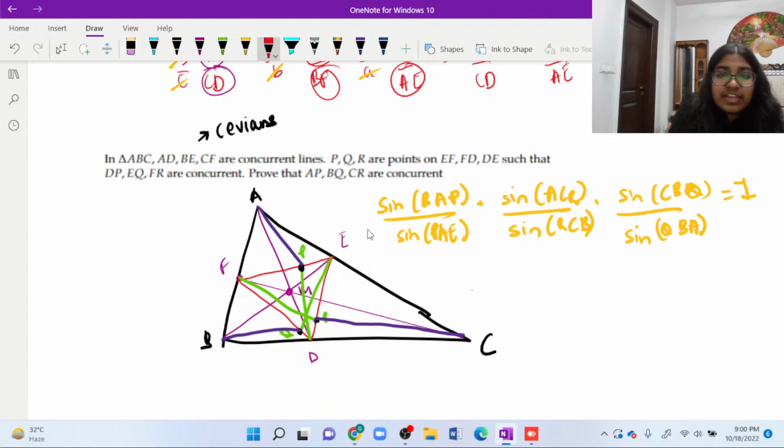And sine of BAP is just sine of FAP, and sine of PAC is just sine of PAE. Sine of ACR is sine of RCE, and sine of BCR is sine of RCD. Sine of CBQ is sine of DBQ, and sine of ABQ is sine of FBQ.